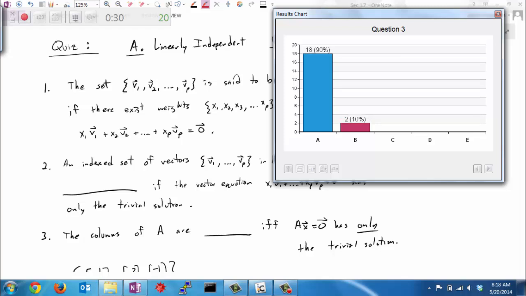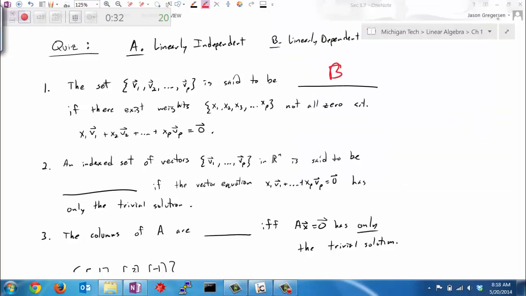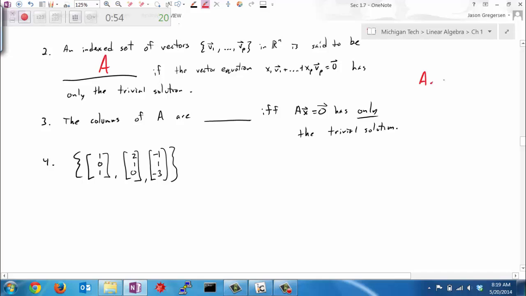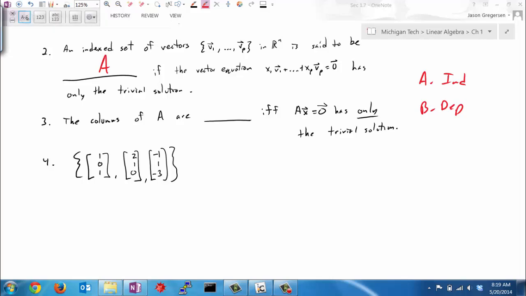Okay, so strong consensus for A, absolutely. So here we're just saying that when does this vector equation have only the trivial solution? It's saying that only x1 equals 0, x2 equals 0, xp equals 0 will give me that linear combination. All right, so that one means that they are linearly independent. So once again, A is independent, B is dependent. So we'll stop this one, and we'll start the next one.